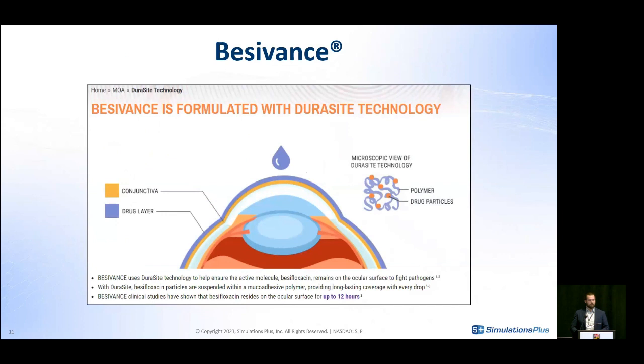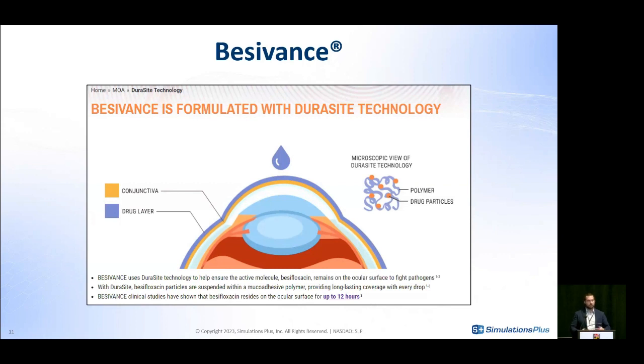So we looked at the formulation characteristics and we found that this drug is actually formulated with an excipient called DuraSite. And I took this cartoon directly from the website. So DuraSite is a polymer that is going to integrate between the ocular surface and the drug. And it is expected that the contact time between the formulation and the ocular surface can go all the way up to 12 hours, whereas for a typical suspension, we expect it to be around 15 to 20 minutes maximum.